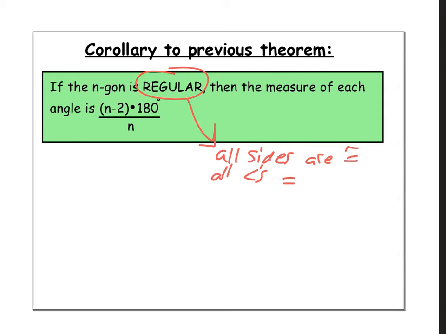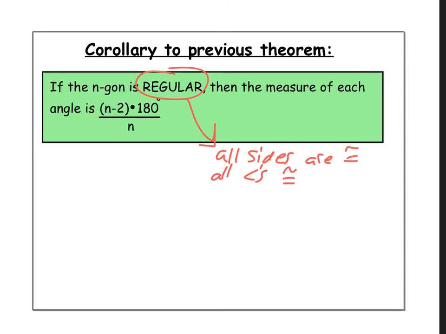Okay, so it's a regular polygon. A square would be regular because the side lengths are all equal and the angles are all 90. Maybe we'll use that as an example. But a rectangle may not be, right? A rectangle might have a long side and a short side or whatever. Or with triangles, equilateral would be regular because all the angles and sides are all the same. But isosceles may not be.